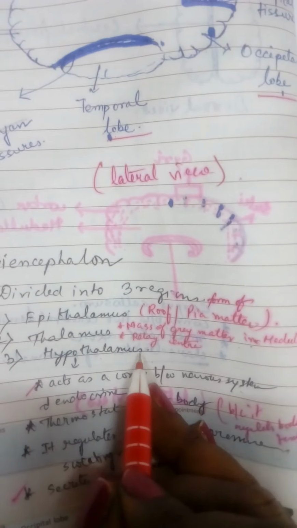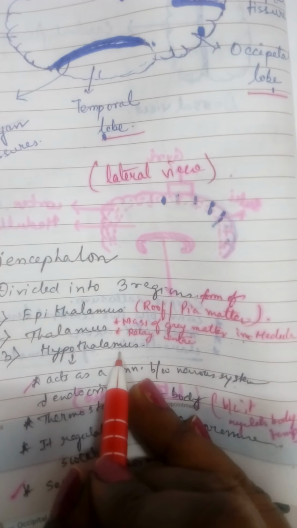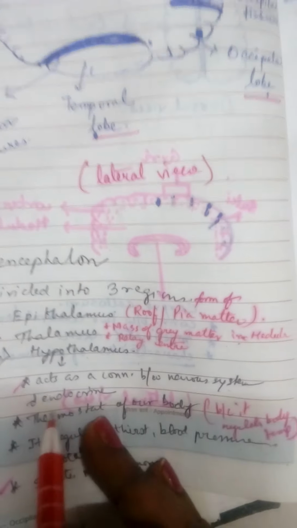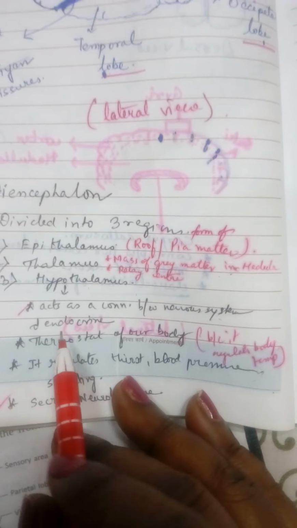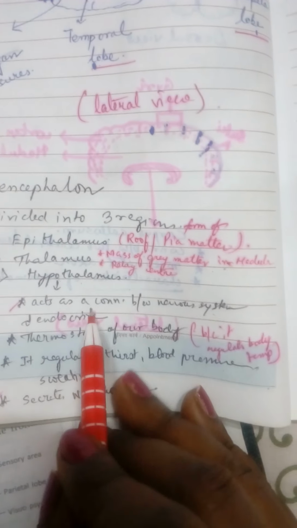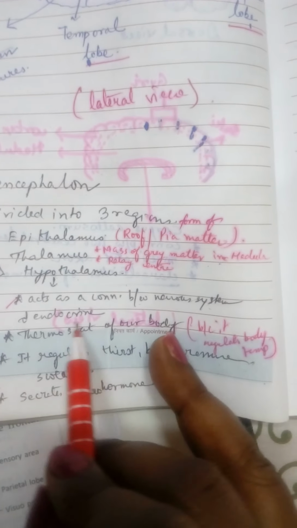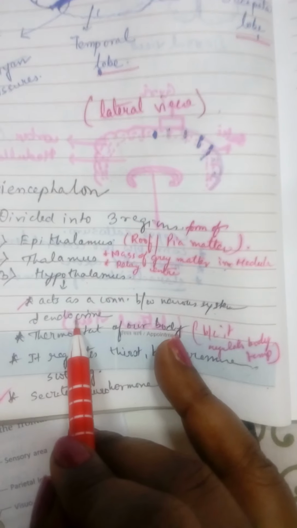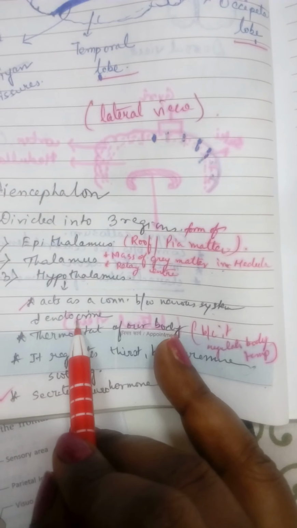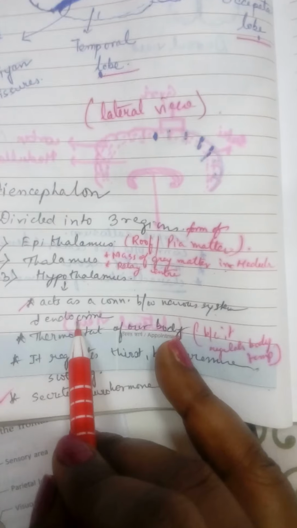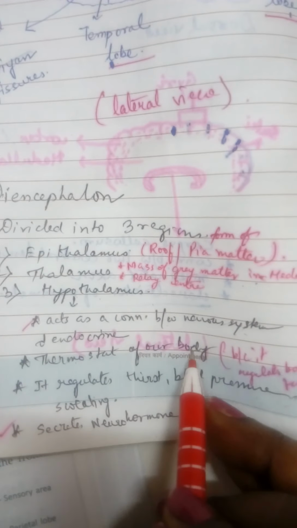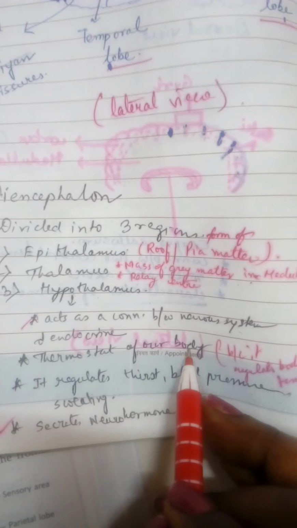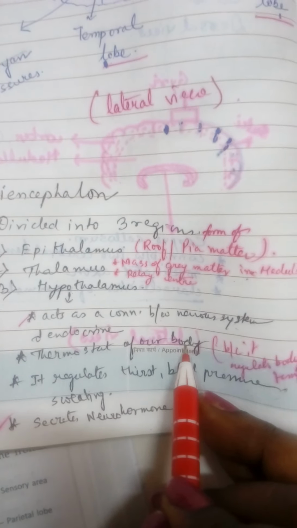And a very important part called the hypothalamus. This hypothalamus plays a very important role in our body. I have written some important points. It acts as a connection between the nervous system and the endocrine system. Then it acts as the thermostat of your body, which means it is controlling the body temperature.